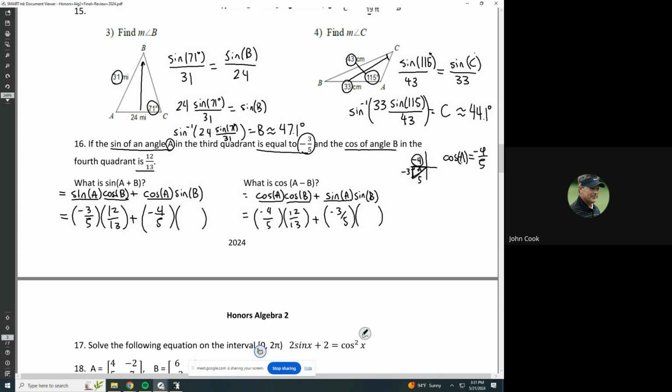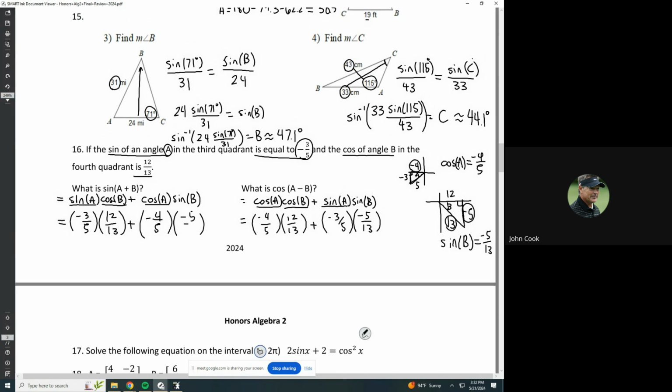Now I've got to find the sine of B. It tells me that angle B is in the fourth quadrant, which is the one that's lower right. So here's my angle B, and it says cosine is 12/13. Cosine is the adjacent side over the hypotenuse, and this is part of a 5, 12, 13 right triangle. So this side would be 5, but since it's pointing downwards, it's a negative 5. To find the sine of angle B, it's pretty easy: it's the opposite side, negative 5, over the hypotenuse, 13. So that's the last thing I put in here, negative 5 over 13.